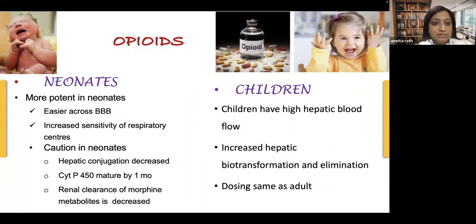Opioids in newborns, because of the immature blood-brain barrier, will cross the blood-brain barrier quickly. Also, as I've already mentioned, the hepatic blood flow determines a lot of things. So here the hepatic conjugation is decreased. Cytochrome P450 matures by 1 month. That is why the hepatic clearance is reduced. In children, their hepatic blood flow is more. That is why the dose will be more. In neonates, we routinely give fentanyl at a dose of 1 mcg per kg, whereas in children and adults, we give 2 to 3 mcg per kg.